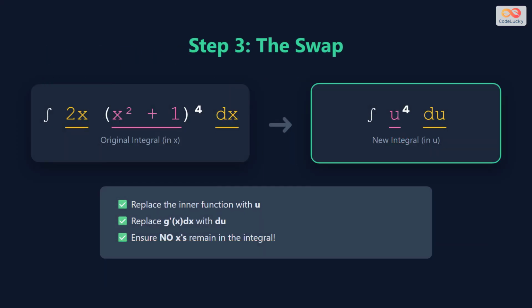Step 3 is the substitution, or the swap. We replace the inner function with u, and we replace the remaining x terms and dx with du. The goal here is to completely eliminate the variable x from the integral. If there are any x's left over, the substitution is not complete. In our example, we swap 2x dx for du, and the parenthesis term becomes u to the 4th.